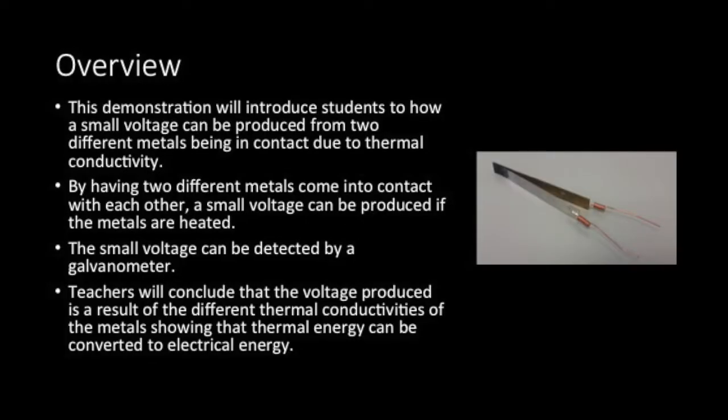This demonstration will introduce students to how a small voltage can be produced from two different metals being in contact due to thermal conductivity. You can show the students that a voltage is produced by hooking up a galvanometer to both metals, and then heat both metals, and you could see an increase in voltage.